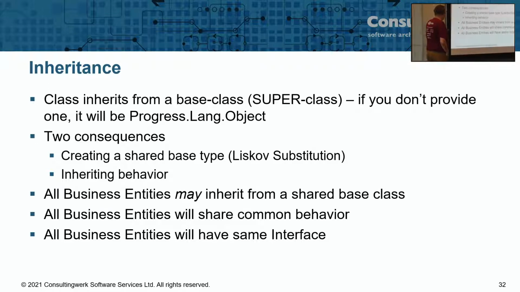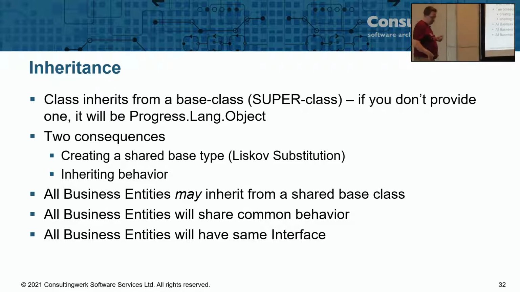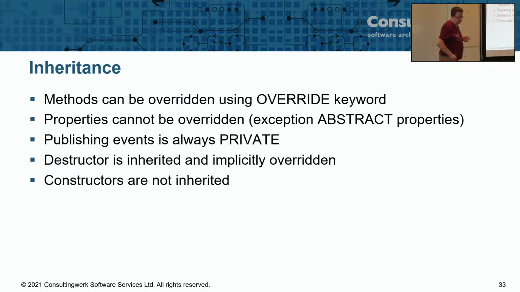So they will share a common behavior and the same interface. Interface means the collection of public methods and properties. So that's the consequence of inheritance. During inheritance, you can override methods. ABL does not have, and I hope that will change soon, the ability to override properties.